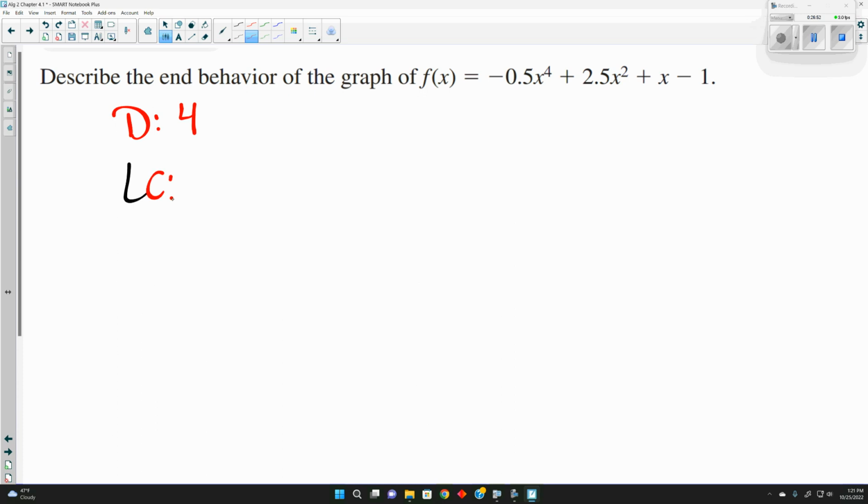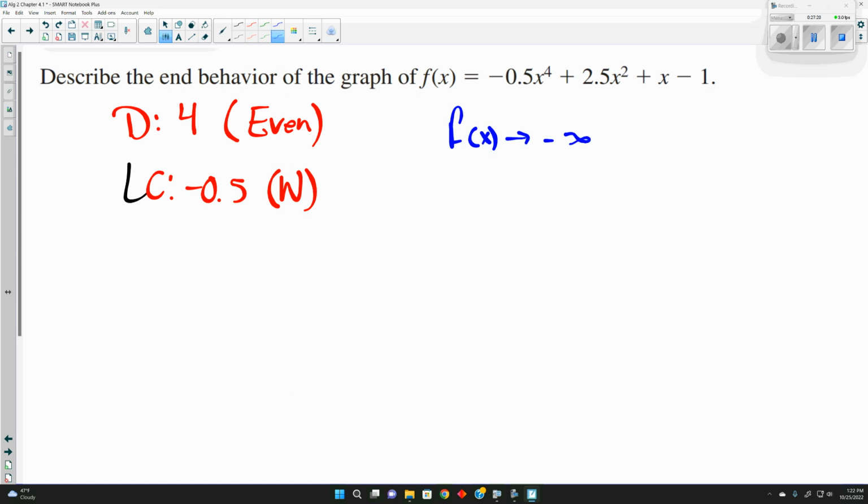The leading coefficient is indeed negative 0.5. Now the degree would be even, yes? And the leading coefficient is negative. So we have even and negative. Since I know it's even, that means both ends are going to go up or both are going to go down. And if it's negative, it means they're both going down. So what that tells us for our answer is that f of x is going to approach negative infinity.